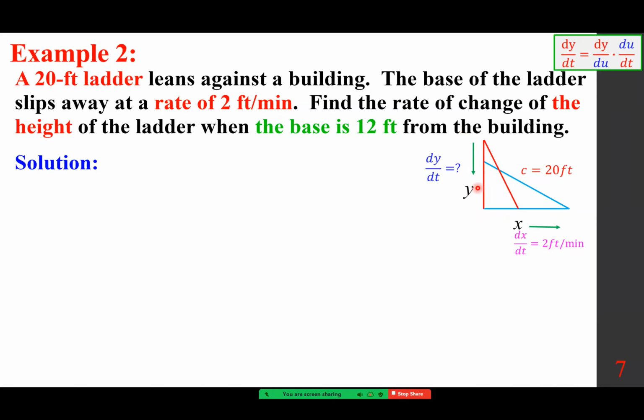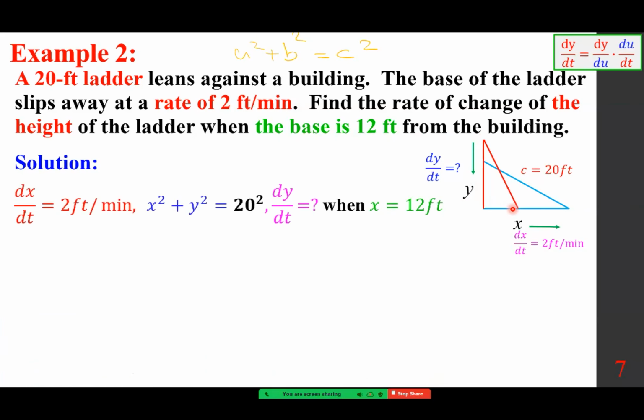You should know the Pythagorean theorem says a squared plus b squared equals c squared. So that means x squared plus y squared equals 20 squared. And we want dy/dt at a precise moment when the base is 12 feet from the building. That means x is 12 feet. So this is the translation of what we just see. All right. Now we are ready to move on.